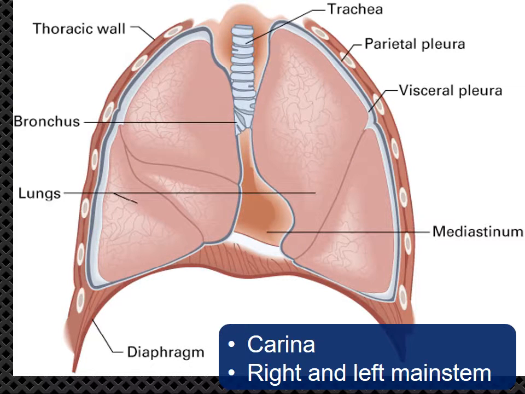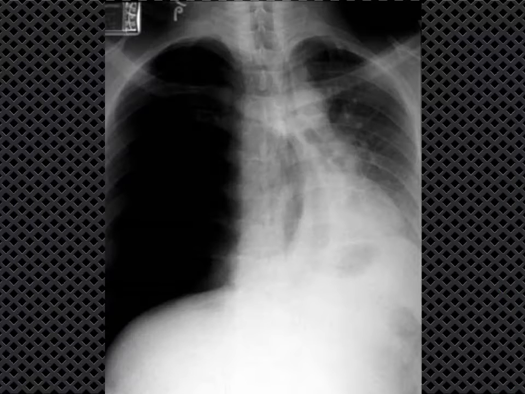And because I didn't say it earlier, here is the carina, where the left and the right bronchus split off from the trachea. This is a picture of a pneumothorax. It's really kind of hard to see, but anytime you see black on the x-ray, you have air.